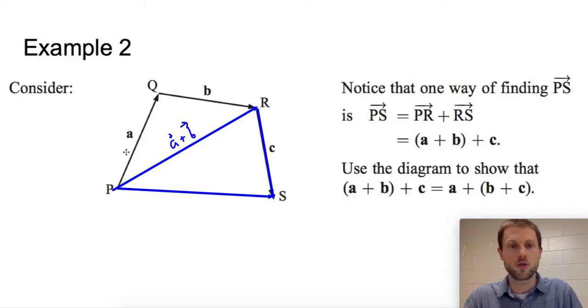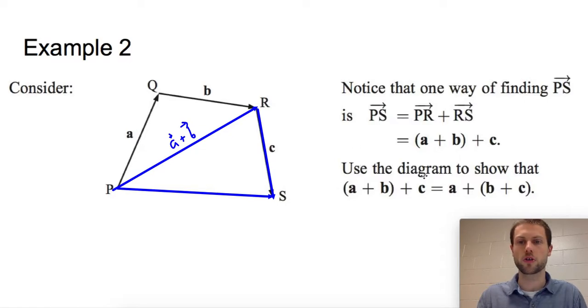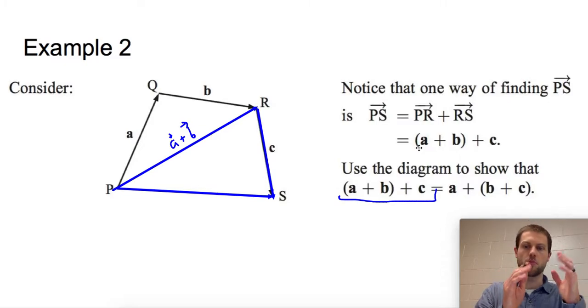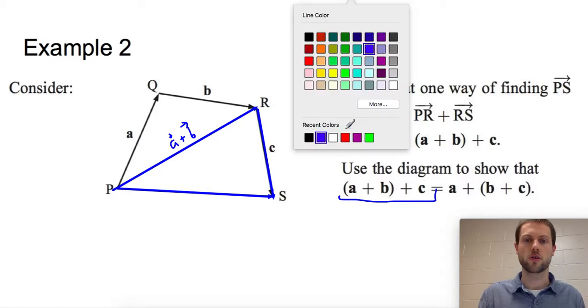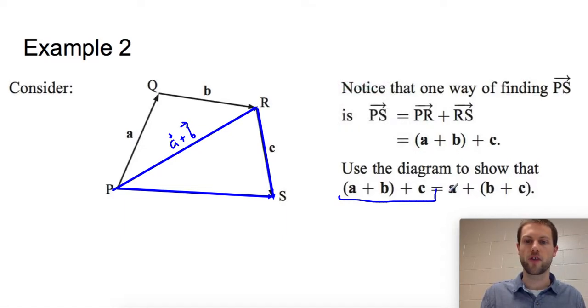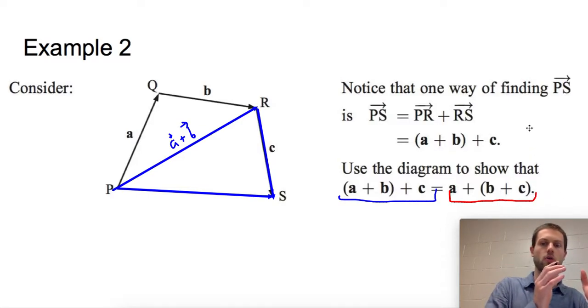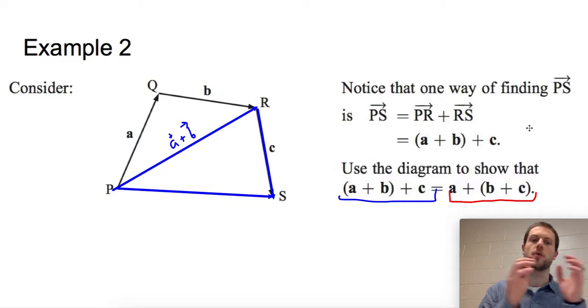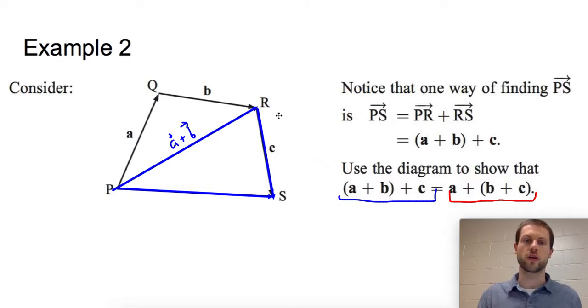But there are other ways that you can go around these vectors to get from P to S. So we've already shown what the quantity A plus B plus C is. That's this. Here's A plus B plus C. Let's show that that's equal to this one right here. Let's go a different color. We want to see what the vector A plus the sum B plus C is. So it's kind of like we're changing the order of our summing, or of our addition, of these vectors. So let's look at what vector B plus C would look like.